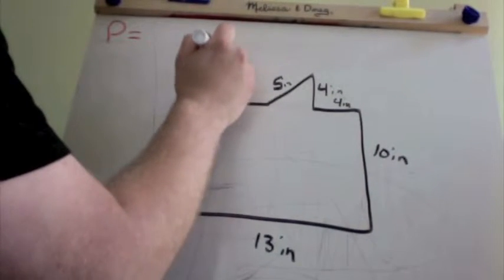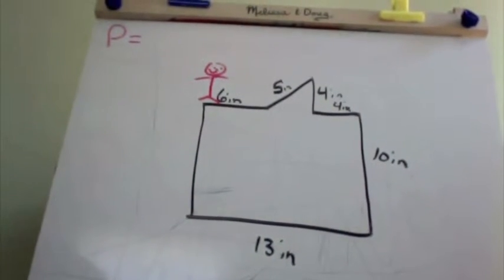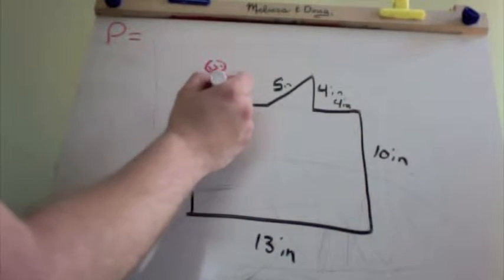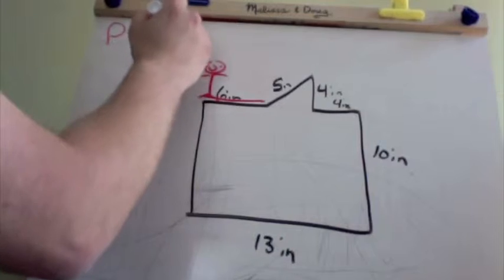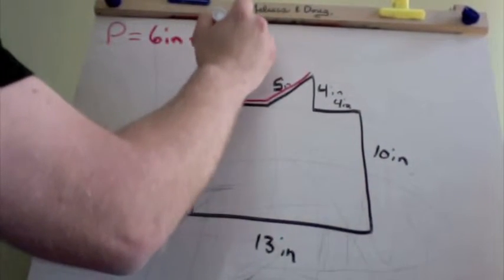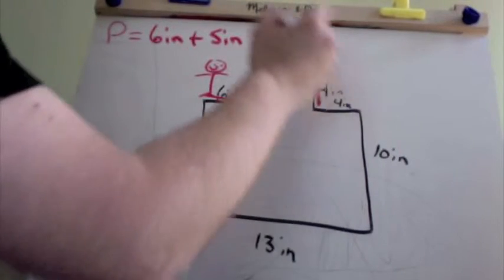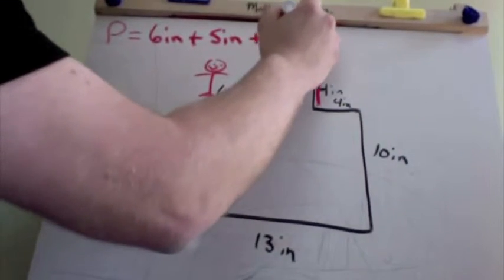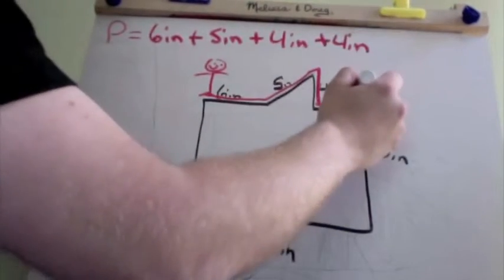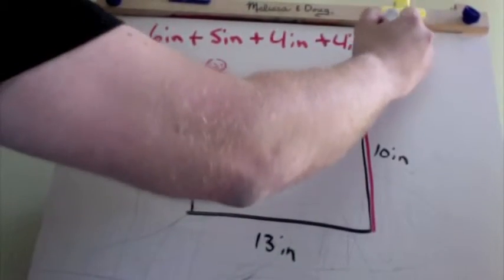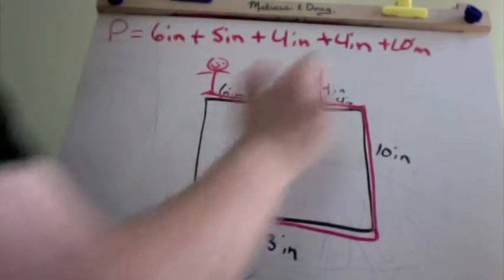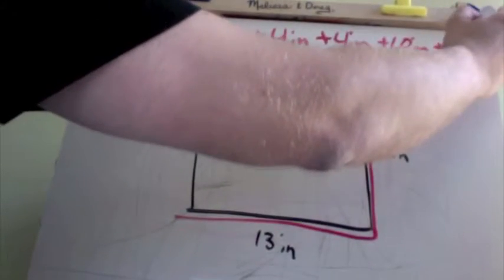Good old military days. Okay, where we simply walk around the perimeter. So I imagine, well, what happens if I walk from here to here? Well, I go 6 inches. Then if I walk from here to here, then I go 5 inches. Then from here to here, I go 4 inches. And from here to here, we go 4 inches. And from here to here, we go 10 inches. From here to here, we go 13 inches.